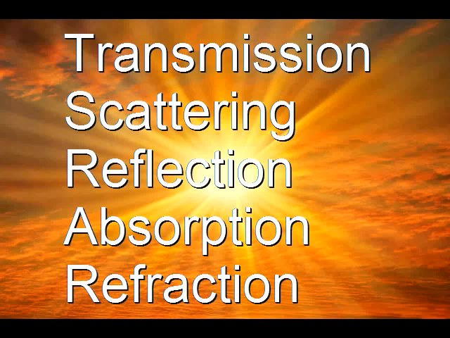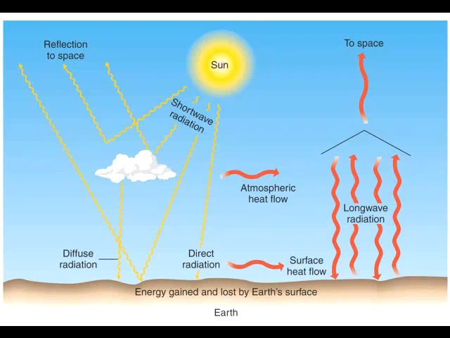Solar energy reaches the Earth through radiation. Solar radiation on its way through the atmosphere can be subject to various processes: transmission, scattering, reflection, absorption, and refraction. Transmission is simply the passage of energy through the atmosphere. It occurs, for example, when shortwave solar energy reaches the Earth's surface, where it is called direct solar radiation.